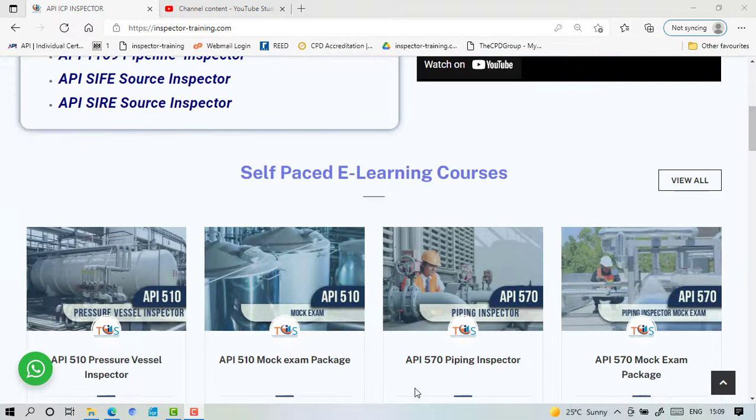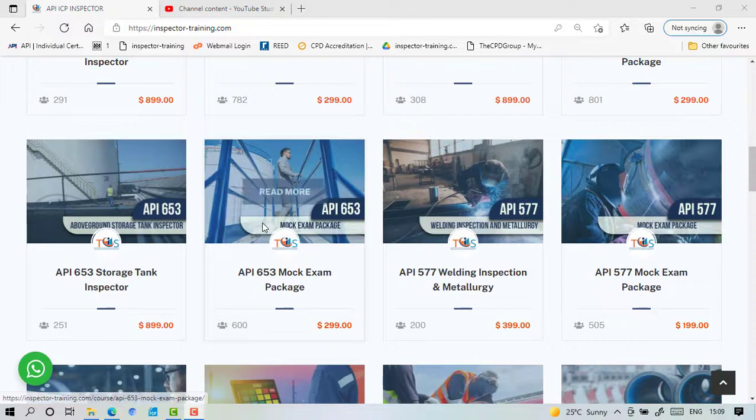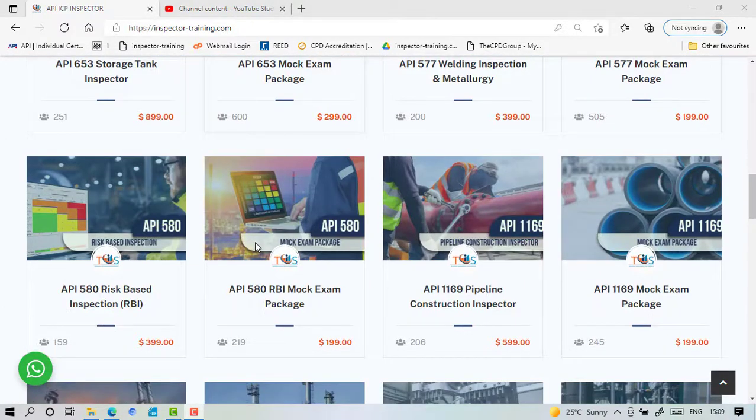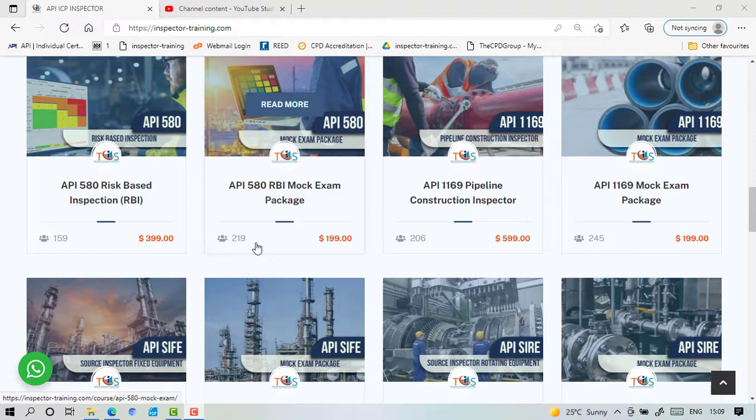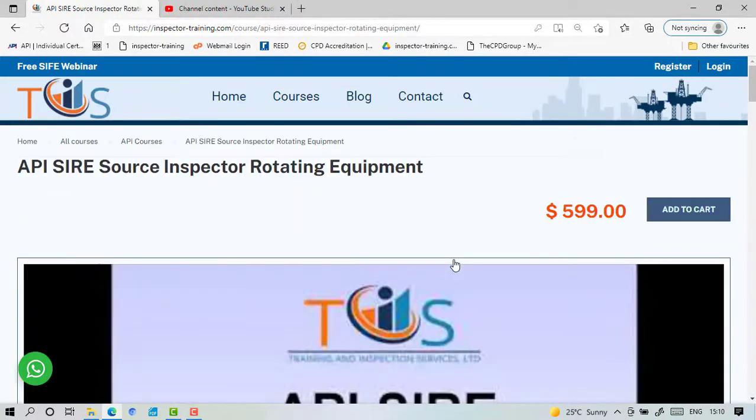Each of these preparatory courses comes in two packages, as you can see: the full course and the mock exam package. Today, we are going to talk about API SIRE, Source Inspector, Rotating Equipment. And we have two packages here as well. This full course completely covers the publication effectivity sheet and body of knowledge, whereas the mock exam package is a combination of flashcards and mock exams, as the name suggests. So let's go to API SIRE, Source Inspector Rotating Equipment, and see what it has to offer.